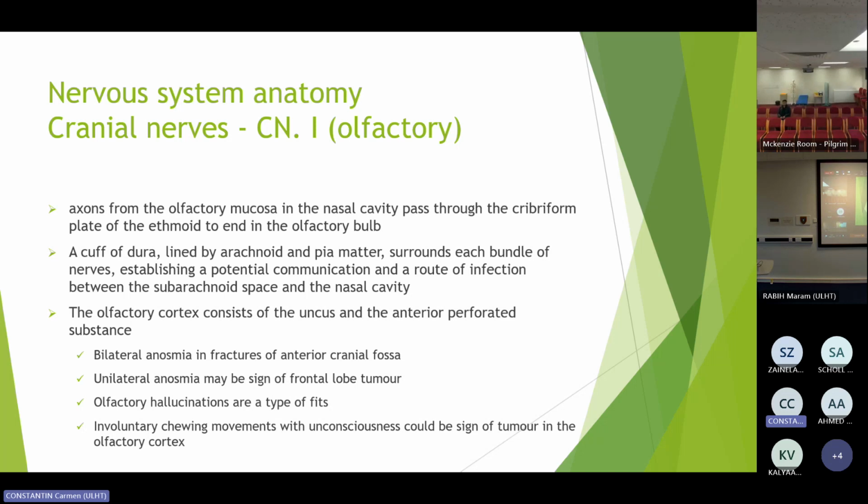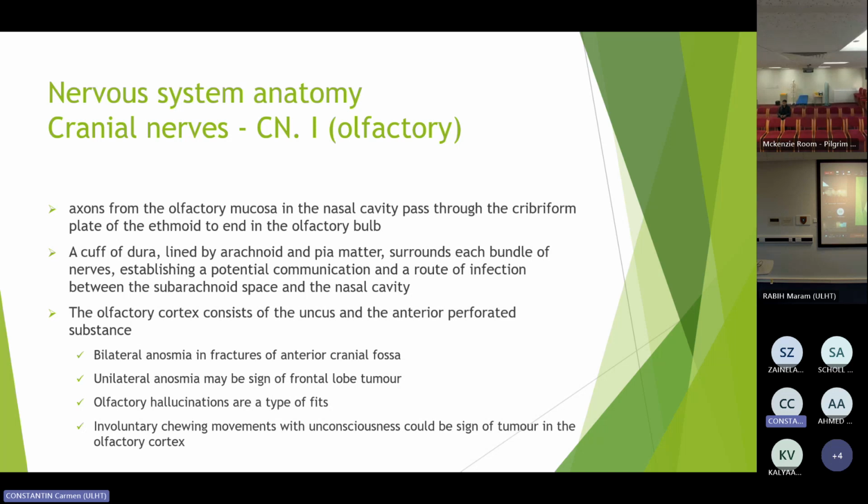It's very important that this nerve, by having a cuff of dura lined by arachnoid and pia mater, creates a potential communication and a route for infection between the subarachnoid space and the nasal cavity. This is how we could end up having meningitis or CNS infections starting from the nasal cavity.